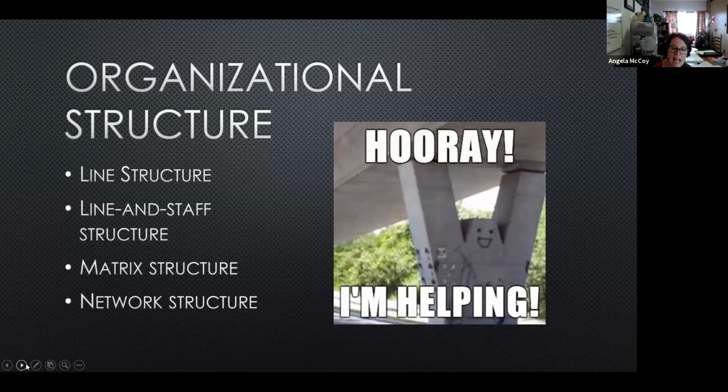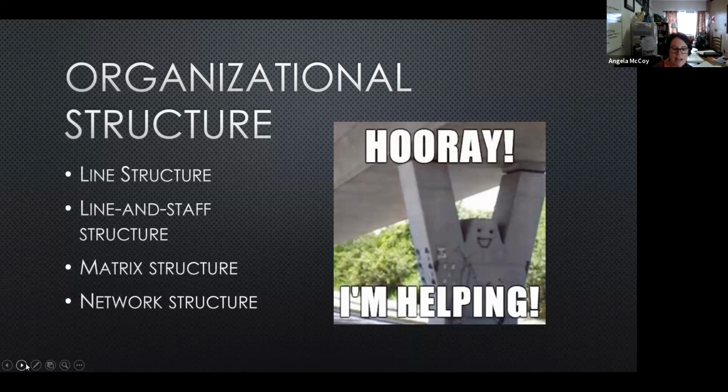Line managers have line authority, which means that they can make decisions and issue directives related to the organizational goals. Staff managers have an advisory authority, which means they can provide advice to line managers. Staff managers also have a functional authority, allowing them to make decisions and issue directives about their areas of expertise.